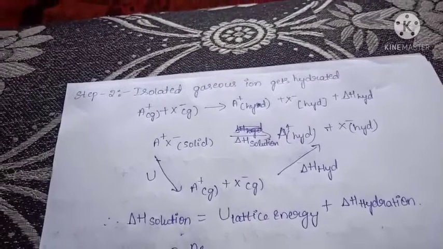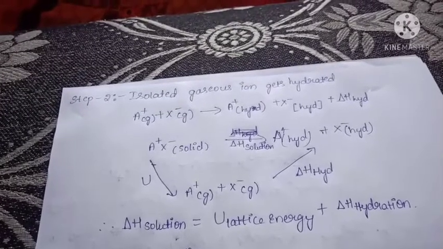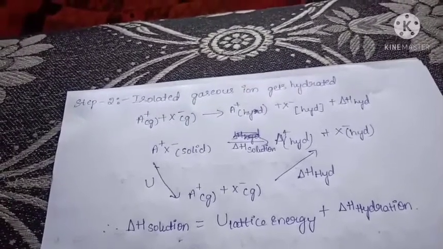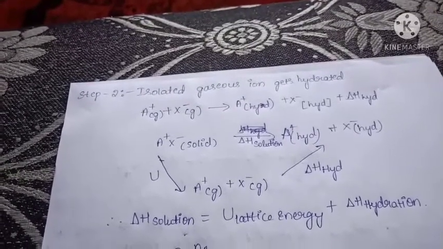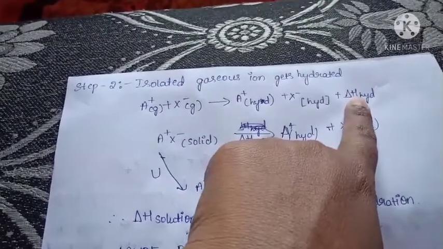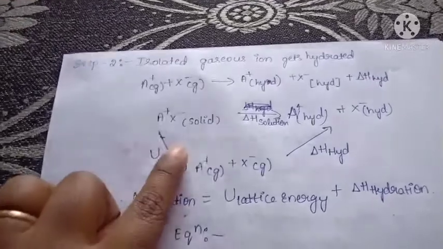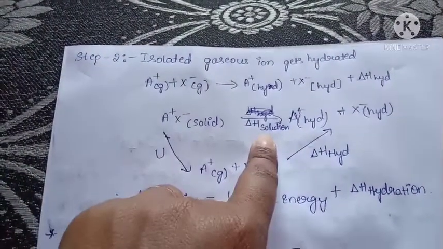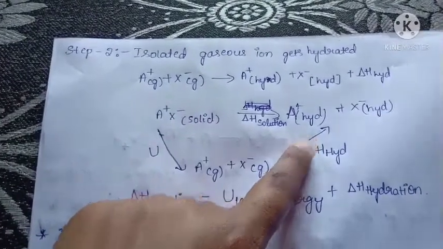It means the gaseous ions are surrounded by water molecules, and some energy is released. Here you have to observe this. The energy release is written on the product side. You have to note that. Okay. Then the enthalpy of solution gives a hydrated cation and anion.